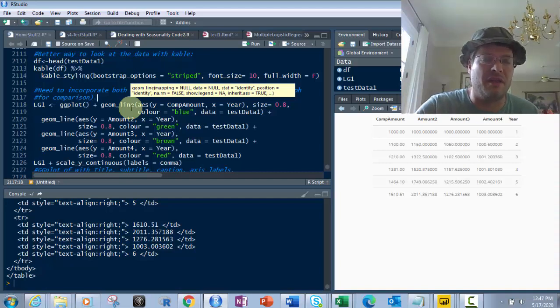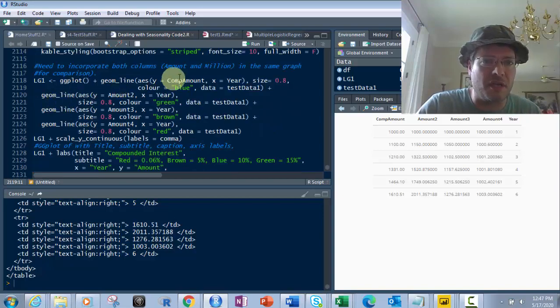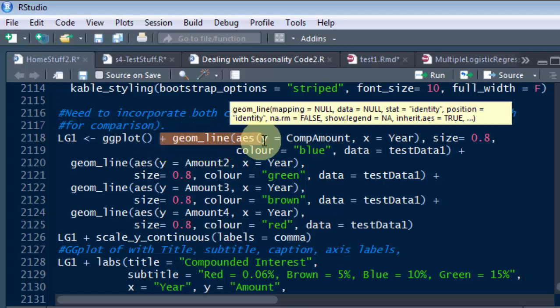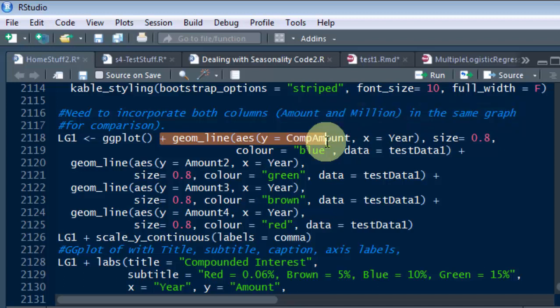So what we want to do next is I want to take each of these compounds I did, right? So let's do this first one. So I'm going to have each one of these with a ggplot. So I've got ggplot. I do this function once. Then I put plus geom_line aesthetics. I've got to have the x and y variables, right? So comp amount and year for the first one. Size equals 0.8. That's how big I want the thickness of the graph or the line. Color equals blue.